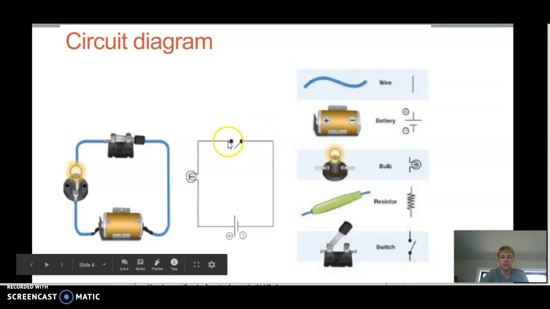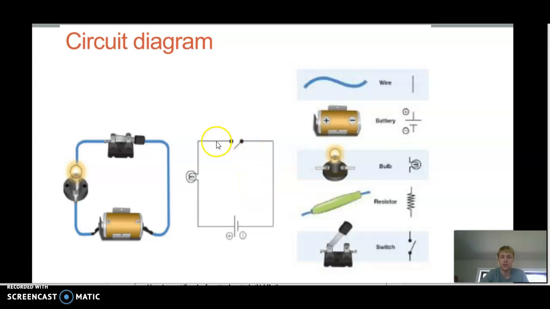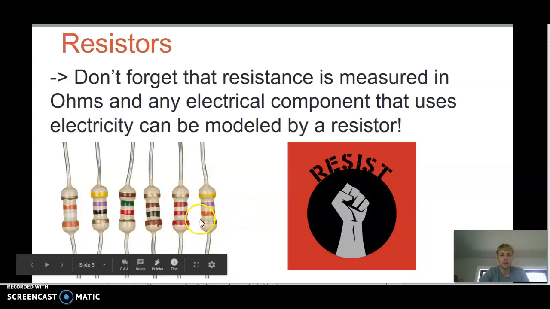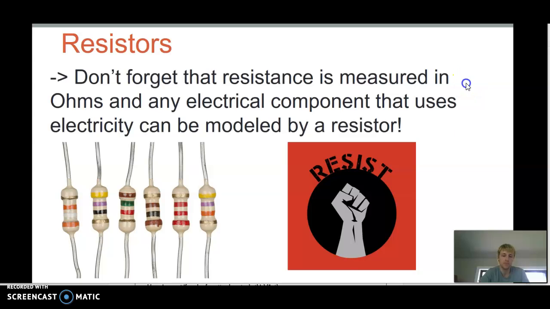This is a very simple switch. If you have a different kind of switch, you'd still draw it like this on the diagram, even though it might look different in real life. Once again, anything that uses electricity could be modeled as a resistor, so don't just assume because it's drawn as a squiggly line that it's one of these, although these are passive resistors, and it might be one of these.